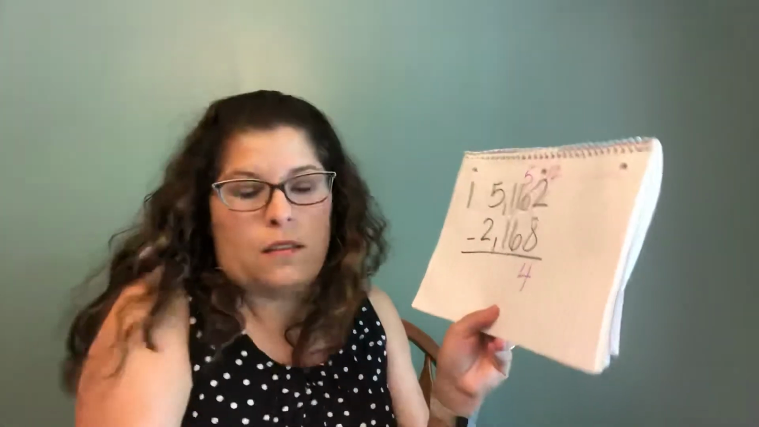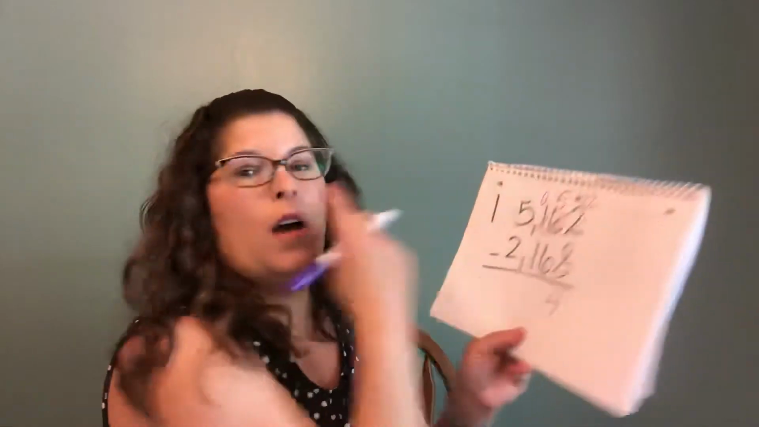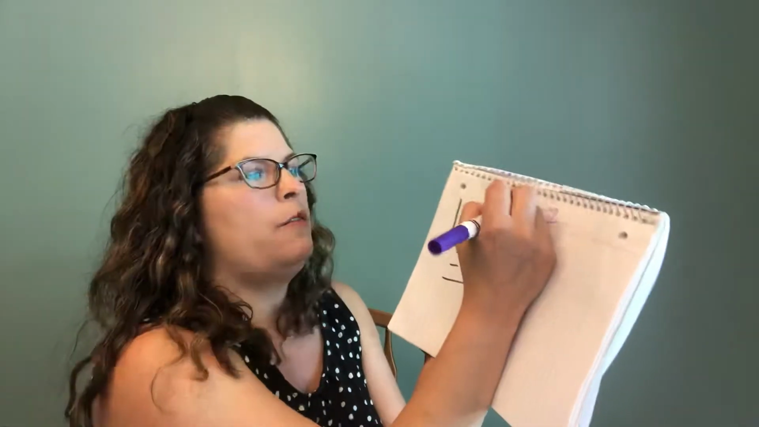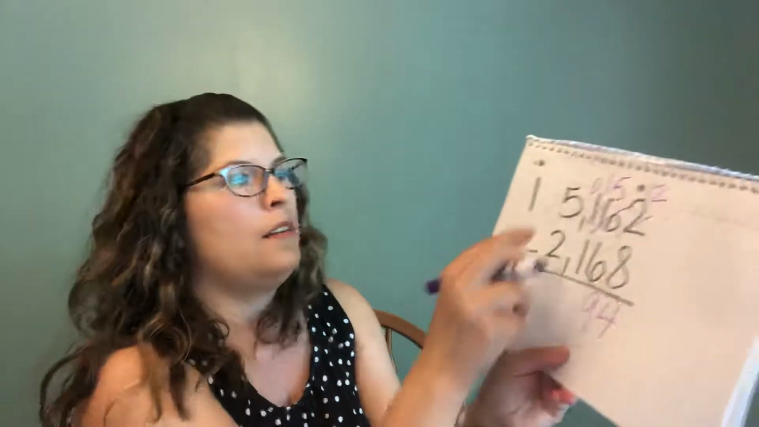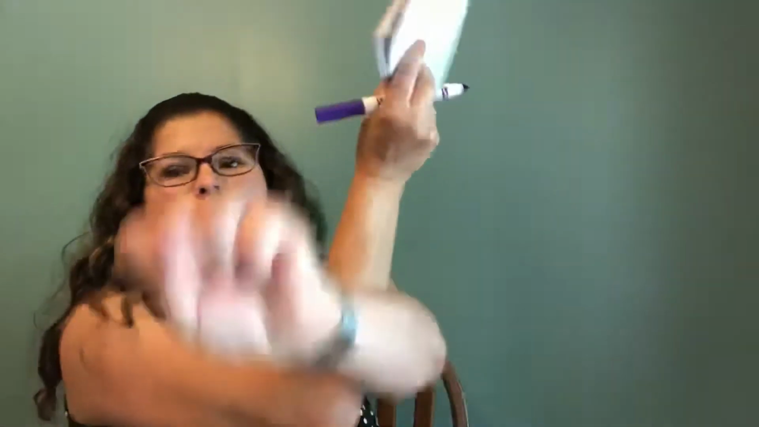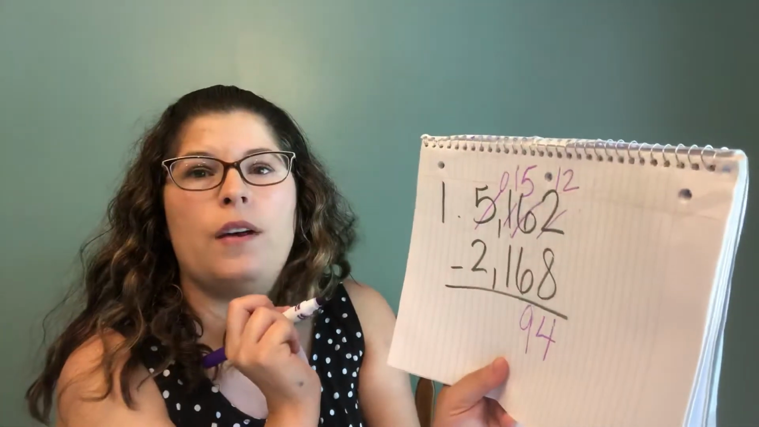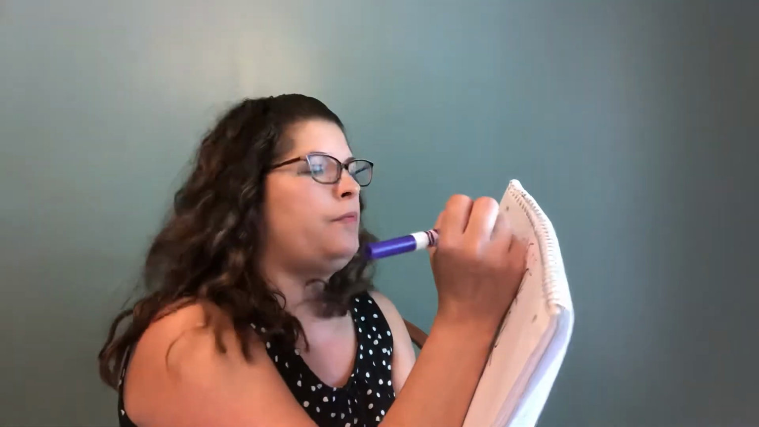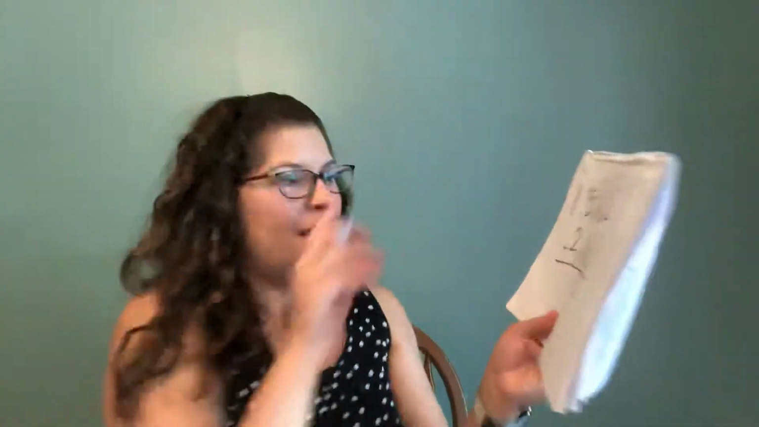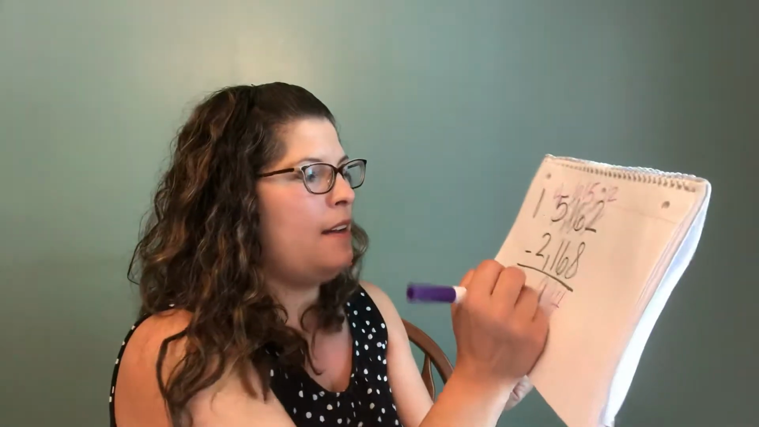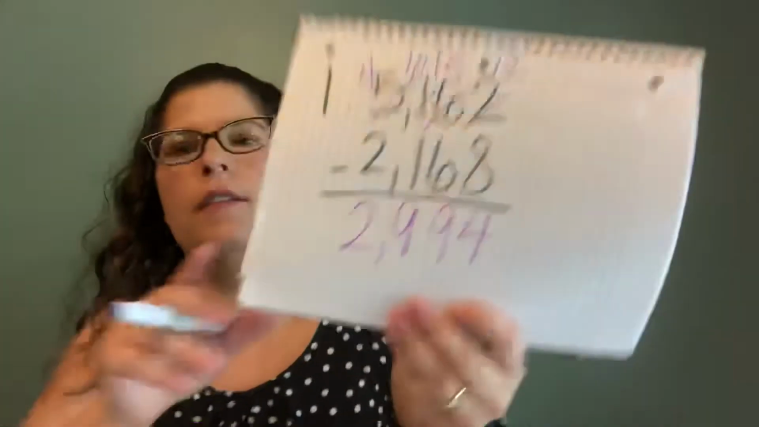5 minus 6. Take 6. Oh, you can't do that either. So you're gonna make this 1 a 0 and make this 5 a 15. 15 minus 6 equals 9. What about 0 minus 1? Take 1. Oh, you can't do that either. Make this 5 into a 4. Make that 0 into a 10. 10 minus 1 equals 9. 4 minus 2 equals 2. So that is number 1.